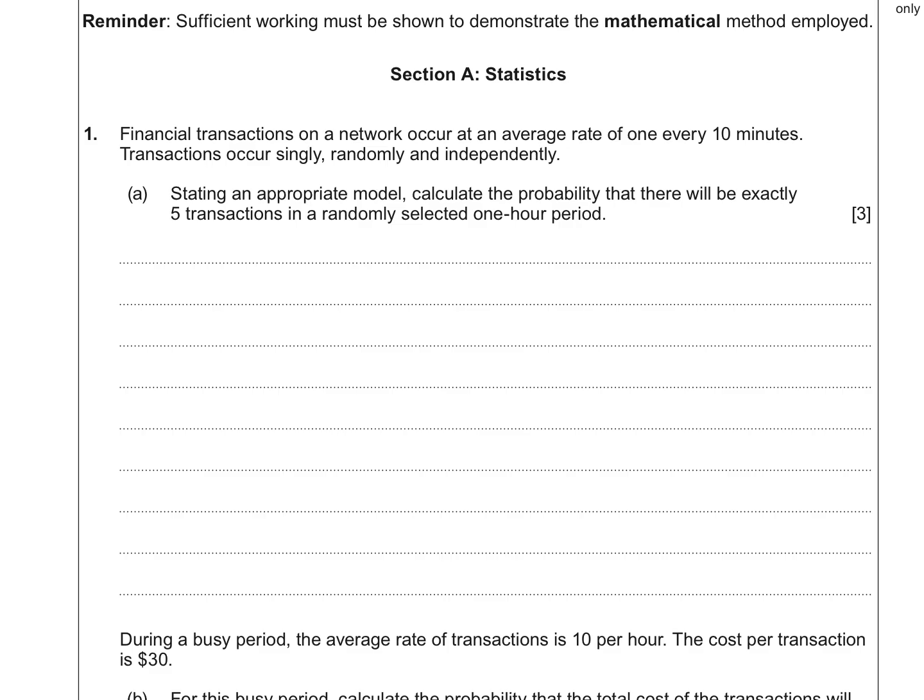The giveaway when you're reading this one is where it says this average rate of 1 every 10 minutes. So when you see that kind of phrase, you should be thinking of the Poisson distribution. So we know straight away that if we define our variable, let x equal the number of transactions in 1 hour. And so we can say something about the distribution of x.